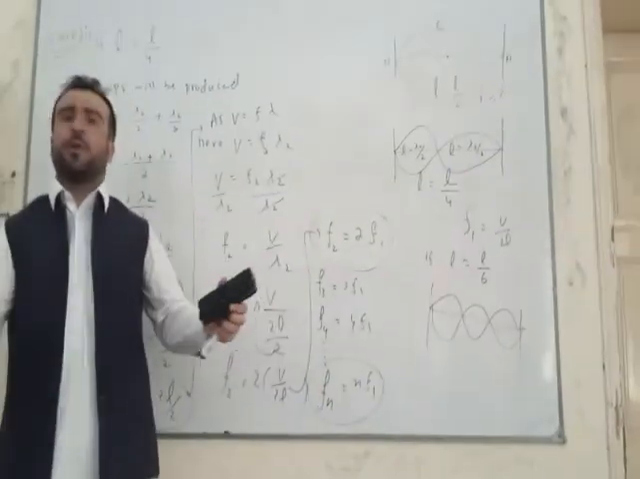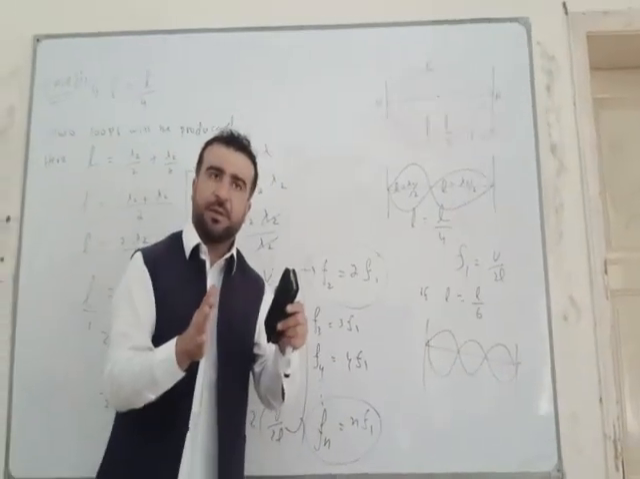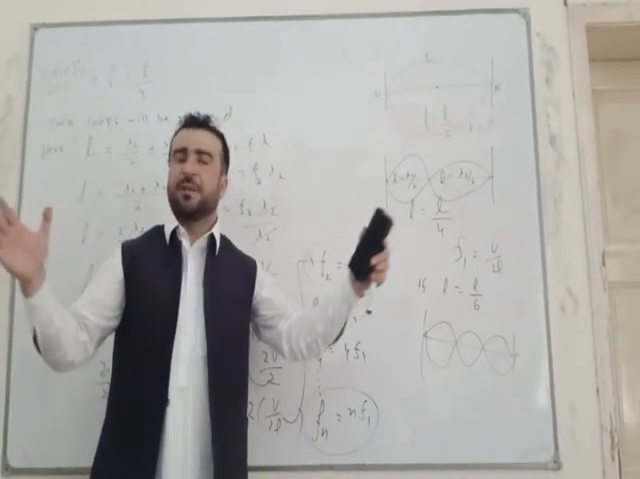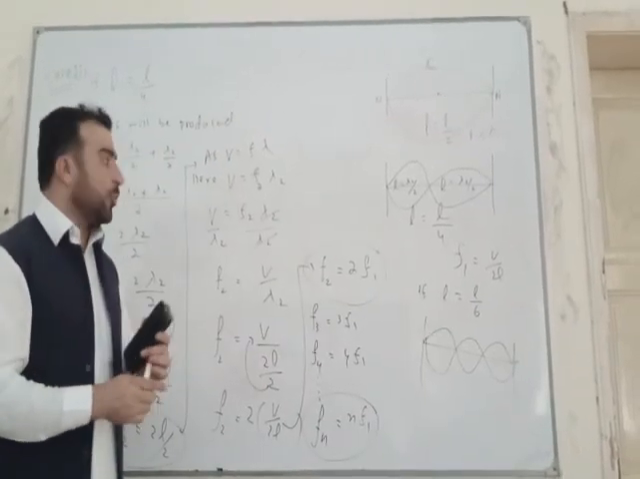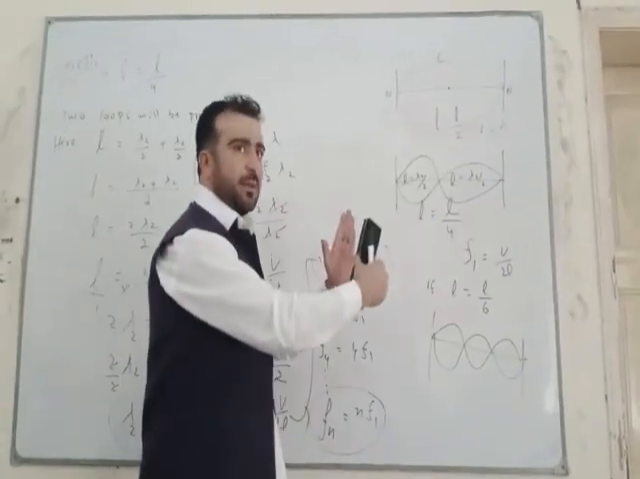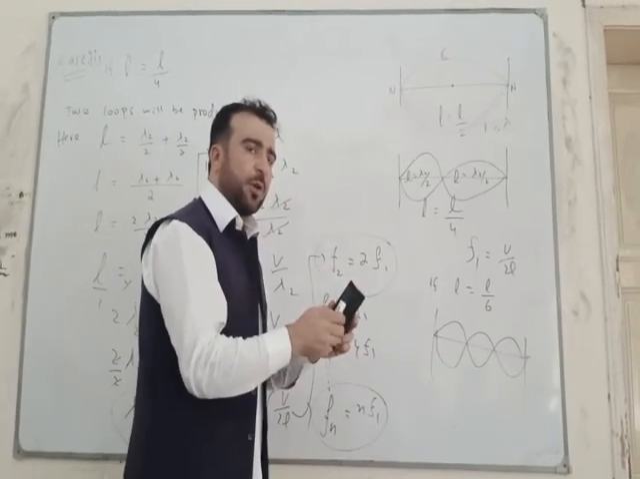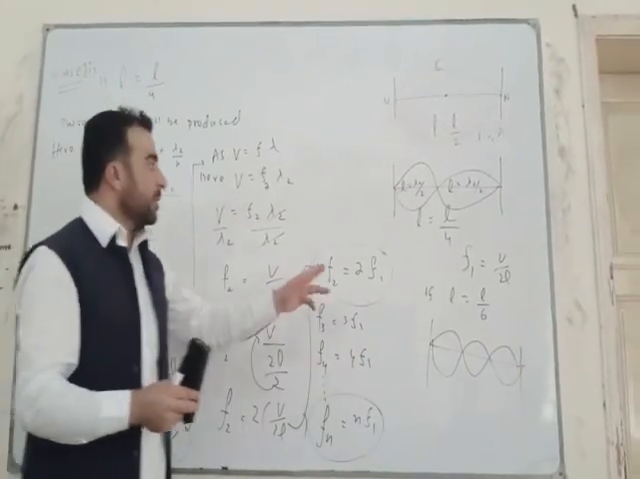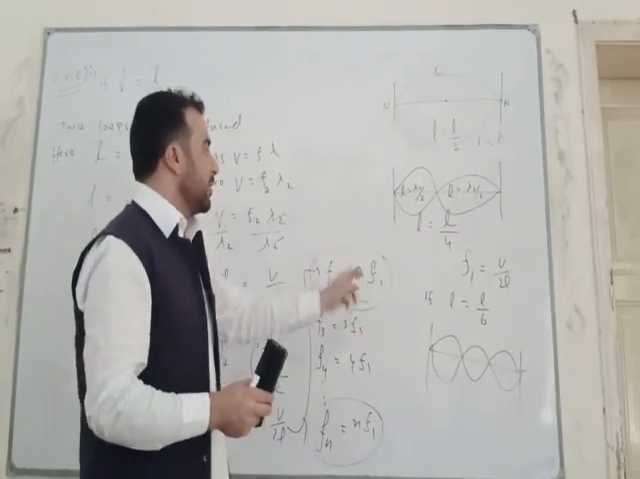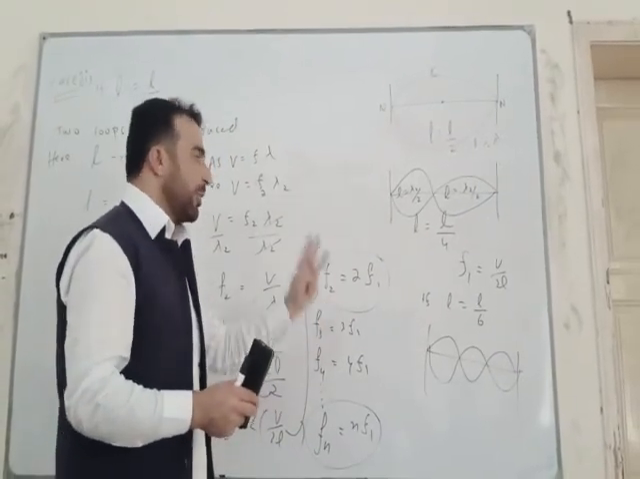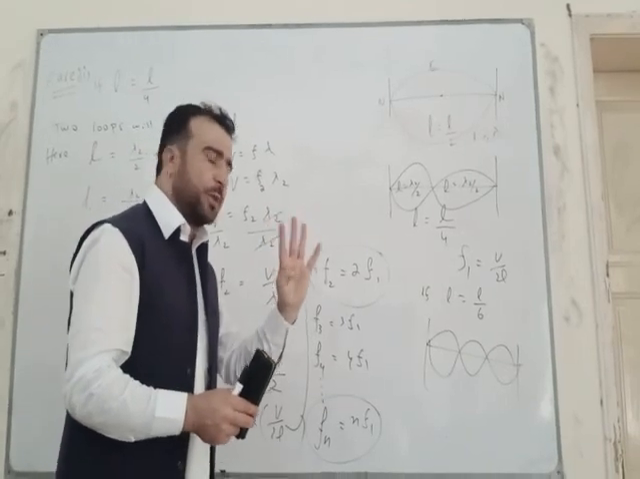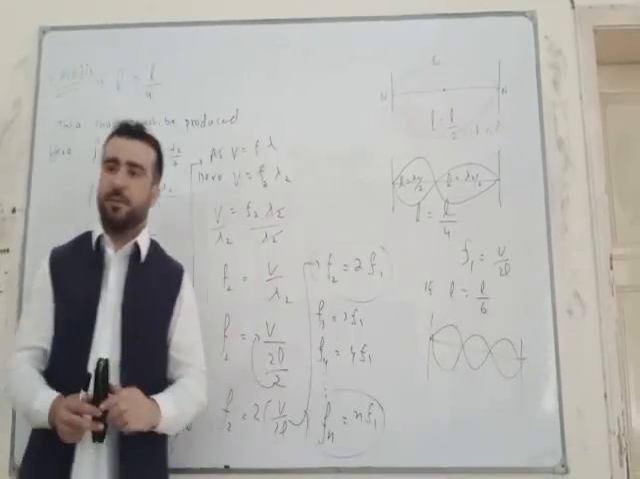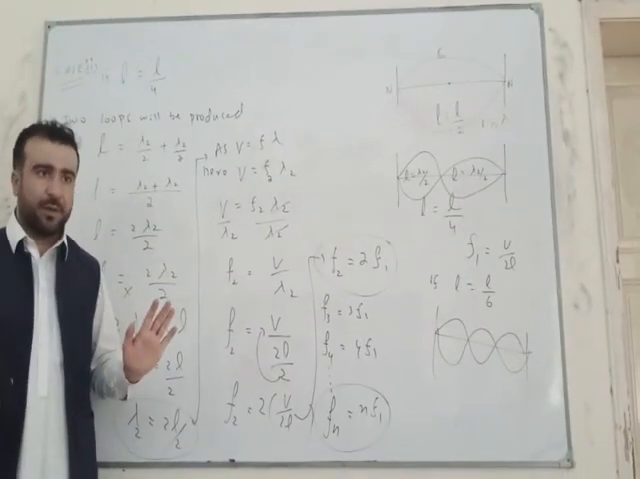So keep on reducing the length, keep on increasing the frequency. If we keep on reducing the length, the plucking point, frequency will be increased correspondingly. So if the frequency is f1 for a single loop, 2f1 for double loop, 3f1 for 3 loops, 4f1 for 4 loops, so nf1 for n number of loops. Is that clear? Yes, sir. That's it.